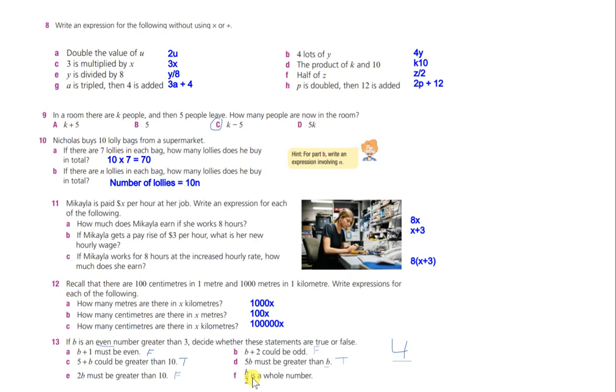And the last question, b over 2 is a whole number. Yes, because even numbers divided by 2 will still be whole numbers. When you have odd numbers divided by 2, that's when you end up getting fractions, where you'll get a half. Like half of 5 will be 2.5. But half of any even number will still give you a whole number. So that's all of 5A.